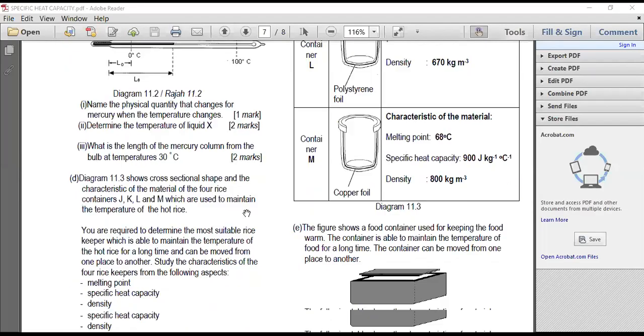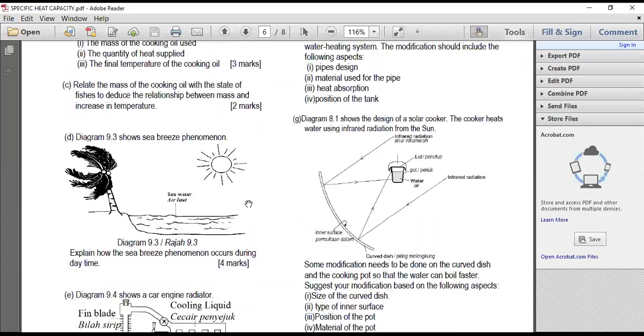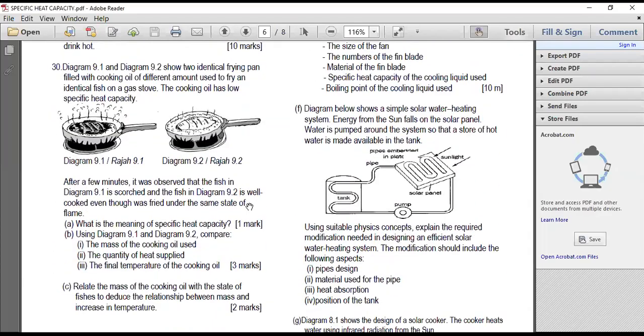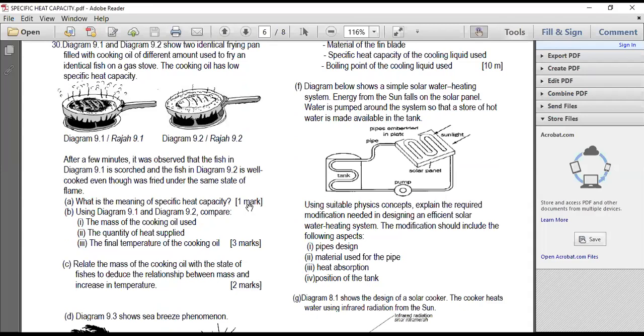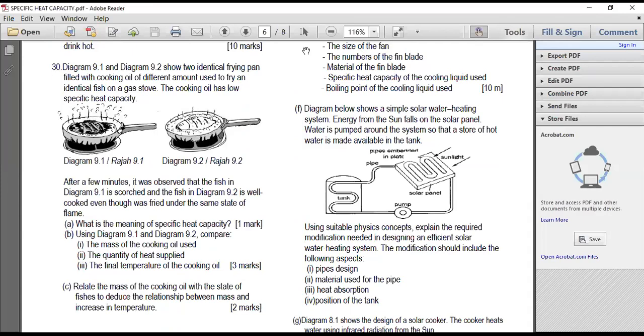Now we look at another example of question. Diagram 9.1 and 9.2 show 2 identical frying pans filled with cooking oil of different amounts used to fry identical fish on a gas stove. The cooking oil has a low specific heat capacity. After a few minutes, it's observed that the fish in diagram 9.1 is scorched, and the fish in diagram 9.2 is well cooked, even though they were fried under the same state of flame.